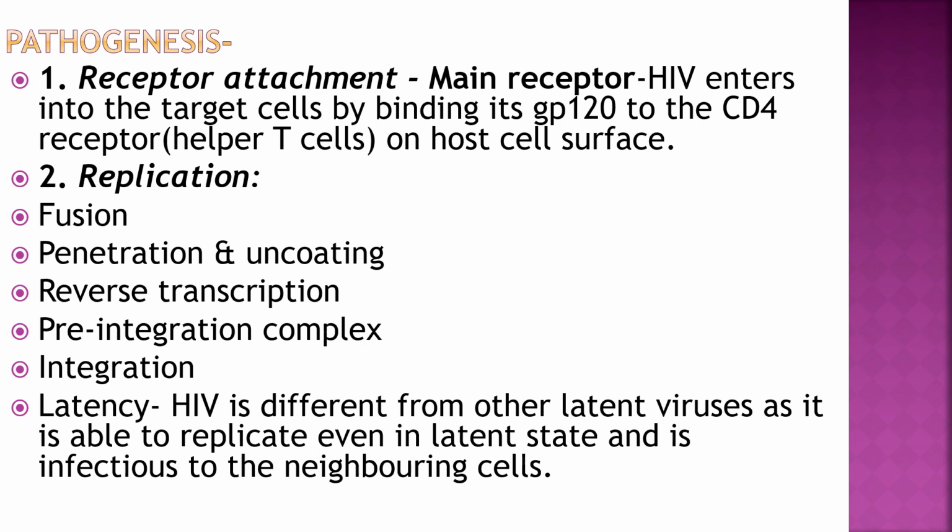Pathogenesis. First, receptor attachment. HIV enters target cells by binding its GP120 to the CD4 receptor, that is on T helper cells on the host cell surface. Second step is replication. It involves fusion, then penetration and uncoating of the virus, reverse transcription, pre-integration complex, integration, and latency. In latency, HIV is different from other latent viruses as it is able to replicate even in the latent state and is infectious to neighboring cells.